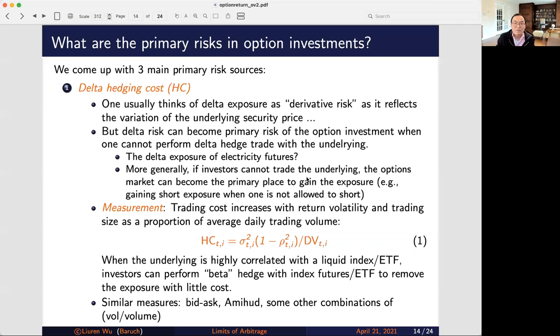Given that argument, how do you measure the trading cost? There are so many different measures, right? You have the Amihud measure, bid-ask spread, maybe trading volume. So we use a measure that is essentially a variance to volume ratio. In general, people think trading cost increases with volatility and also the size as a fraction of daily trading volume. So this ratio captures that relative trading. If you have very small daily trading volumes, your cost per 1 million shares, for example, will be high. On the other hand, if the stock return is very volatile, then the cost tends to be very high too.